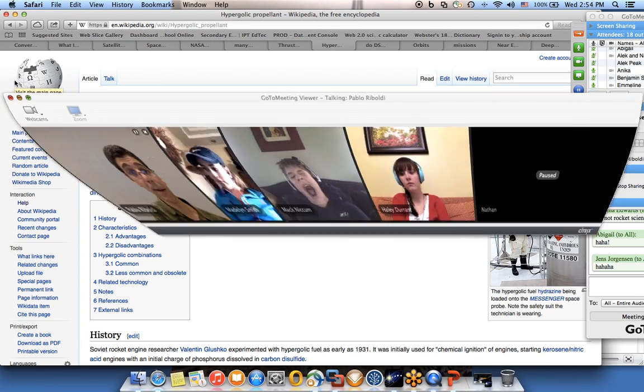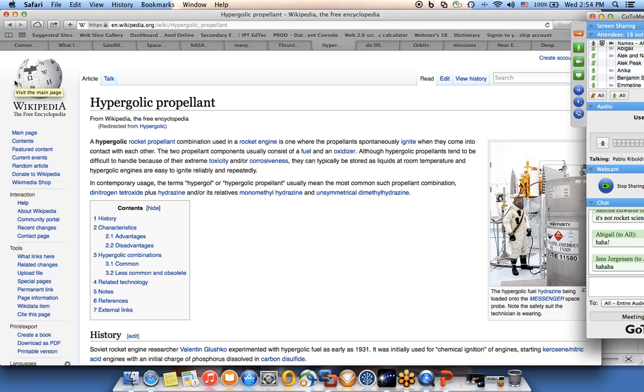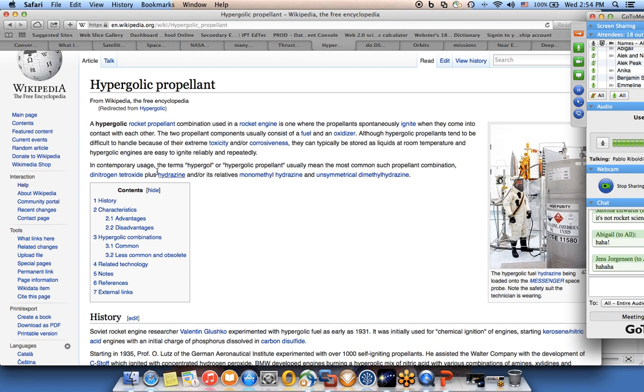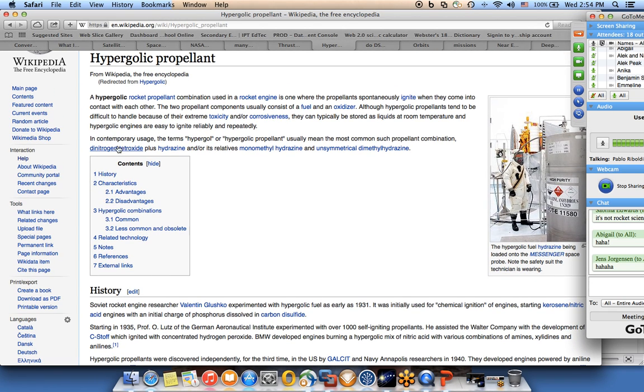Okay, all right. How does it work? Sorry? How does it work? Great question. So here on the website, it basically explains that these propellants are a fuel and an oxidizer. And here they have some examples of that: dinitrogen tetroxide and hydrazine. One is the fuel, and the other is the oxidizer.